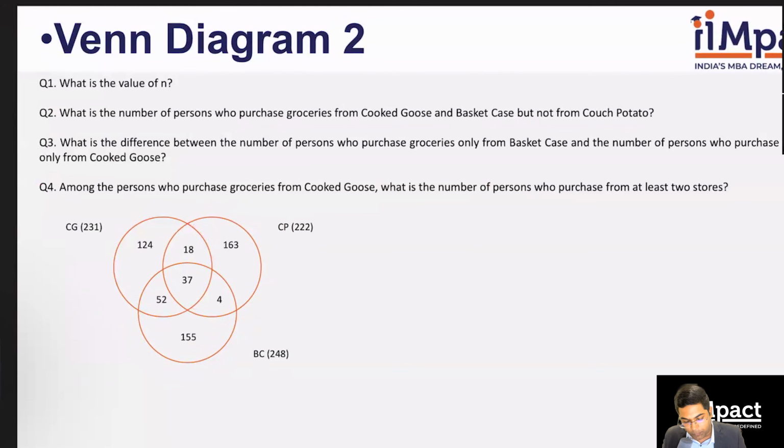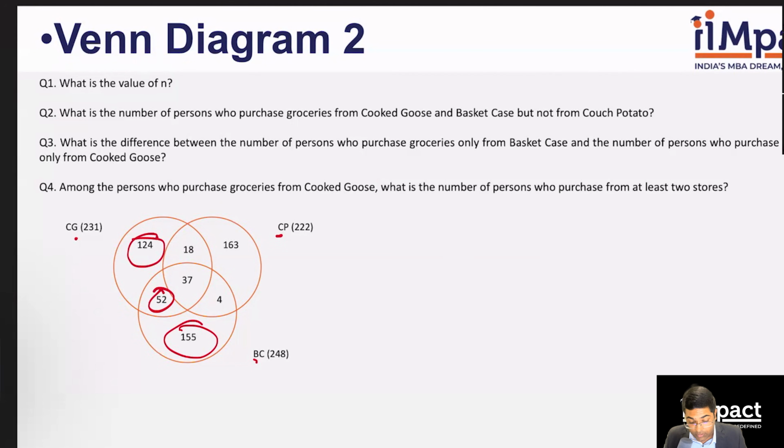Question number 2. What is the number of persons who purchase groceries from cooked goods and basket case, but not from couch potato? 52. Very simple. Okay. What is the difference between the number of persons who purchase groceries only from basket case and the number of persons who purchase groceries only from cooked goods? Okay, that's it. Subtracted 31 is your answer.